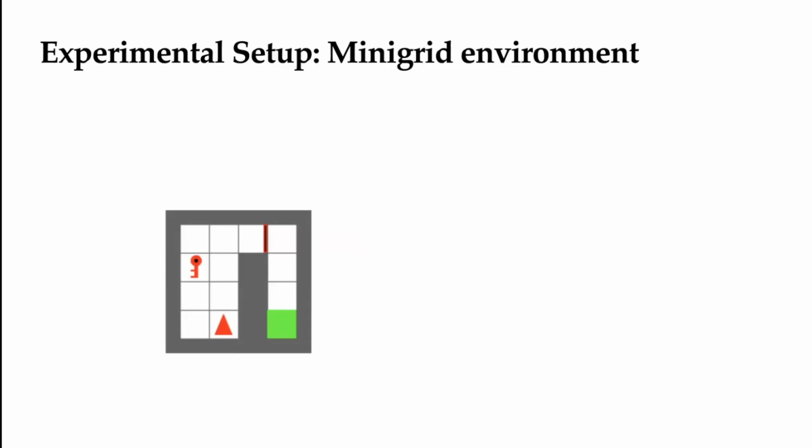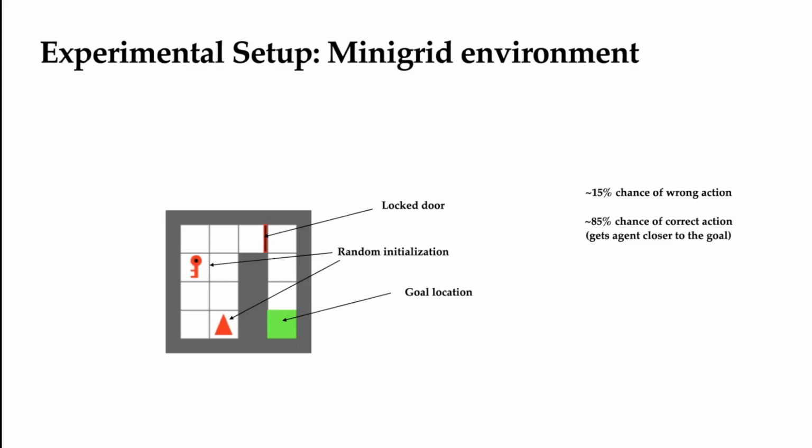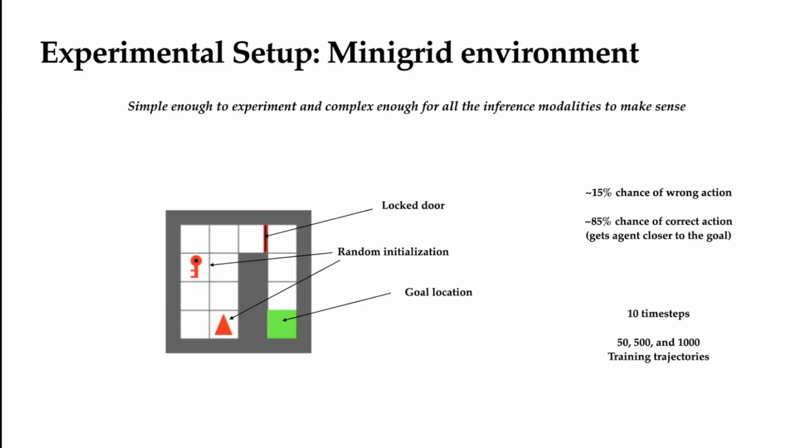One of the first setups in which we performed experiments is a simple MiniGrid environment where there's an agent and a key that are randomly initialized, and the agent has to go to a goal location, passing through a locked door which has to be unlocked with a key. The agent has some chance of performing wrong actions and so on. It's a pretty short horizon task, with only 10 time steps of horizon. And then we try different data regimes, but for more details, I'll refer to the paper. This is a simple enough setting to experiment in, but complex enough to have all the inference modalities that we care about make sense.